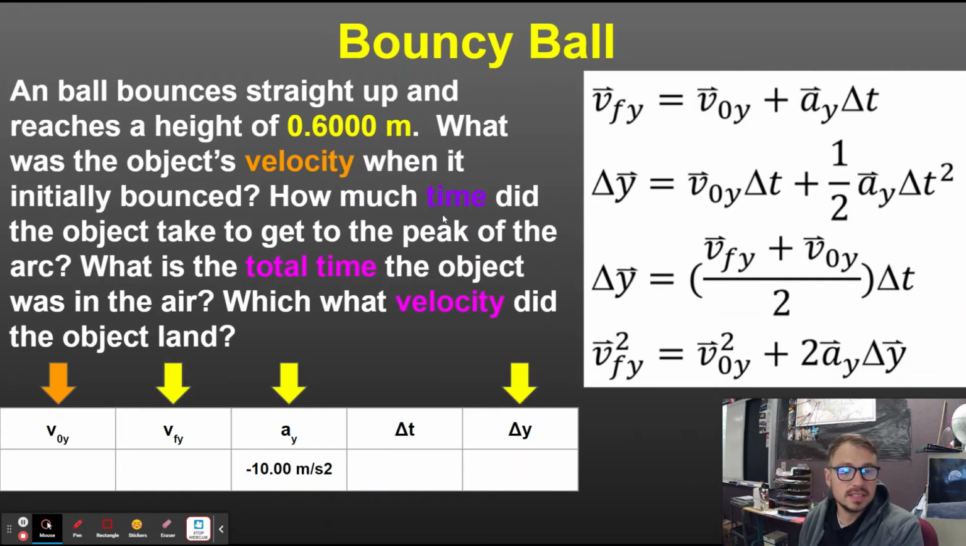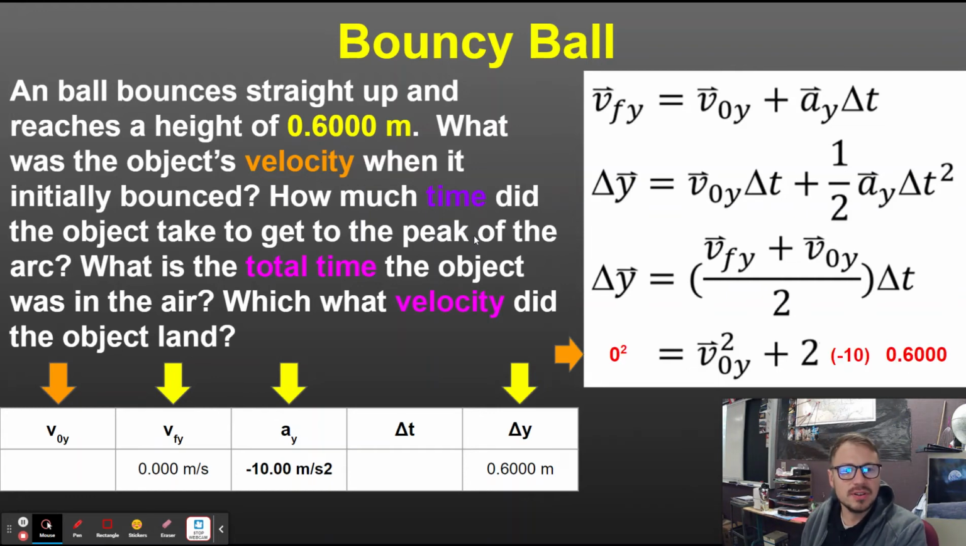So I know the final velocity at the peak is 0, and the displacement, well, that's how high it went above the table, 0.6 meters. So I plug everything that I know into the equation, and I'm looking for the equation that has these 4 variables, or the one that doesn't have delta t. That's going to be the last one. So I plug everything that I know into the equation, and I solve for the initial velocity, and I get 3.464 meters per second. Well, now I can solve for the time interval.